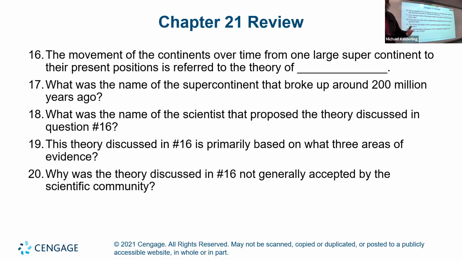And the theory of continental drift was not generally accepted by the scientific community because he didn't have a mechanism for continental drift. He had no way of explaining how the continents moved, just that they have. So that was the problem. And his description of continents crashing through oceanic crust didn't really make sense.